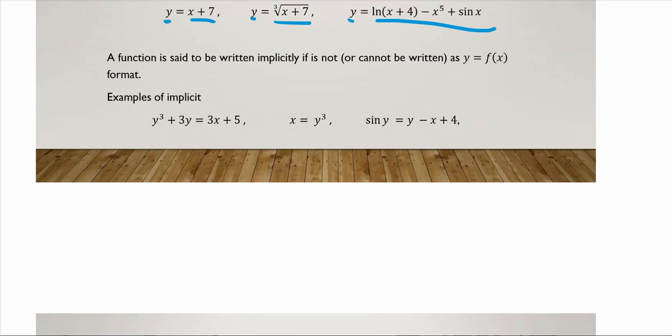Example, look at this ugly looking function. There's going to be a y cubed and a y there. In this scenario, they didn't solve for y. You could solve for y, but you can take the derivative without having to solve for y. And in this scenario, you have sine of y equal to a y. It would be very hard to solve for y because y is here, but over here y is inside a trig function.